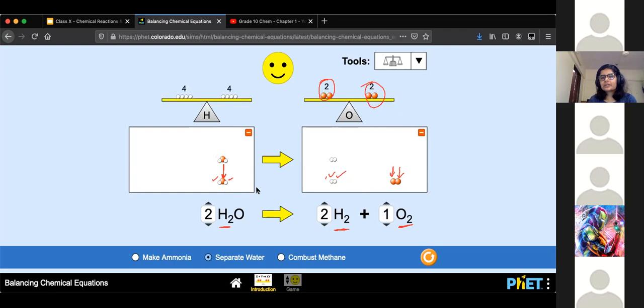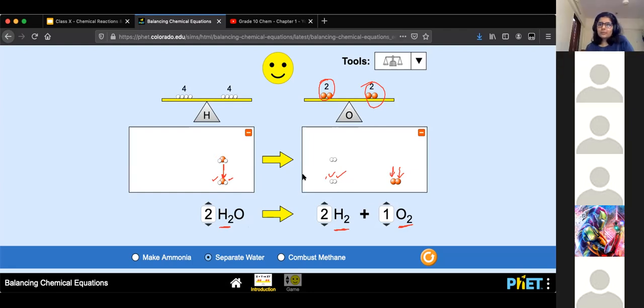Just think about it. Do you enjoy doing math? Yes. So think of it like a math problem only. You can only multiply individual things, and your aim is to make the number of atoms on LHS equal to the number of atoms on RHS. So using these two rules, you have to manipulate this here. Okay.